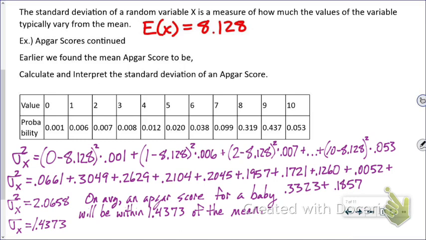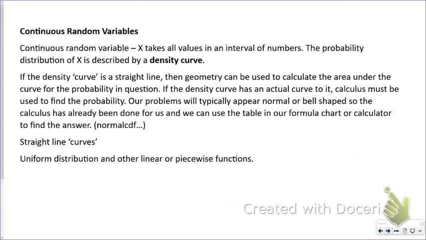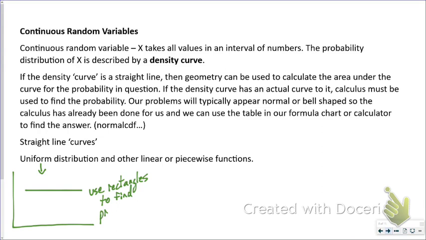We'll try more of this down the road, but we're going to look at a completely different type of problem now. So we're going to move to continuous random variables. They could ask this using the normal curve, which you guys are very familiar with. They could ask this using the uniform distribution, which is a flat line. And you use rectangles to find the area. Or probability, I should say.